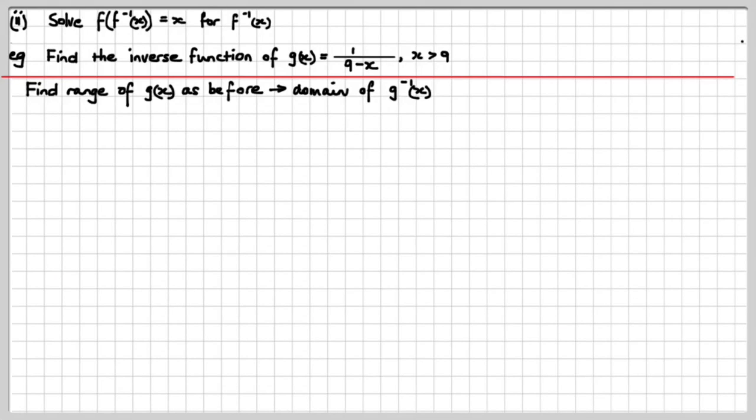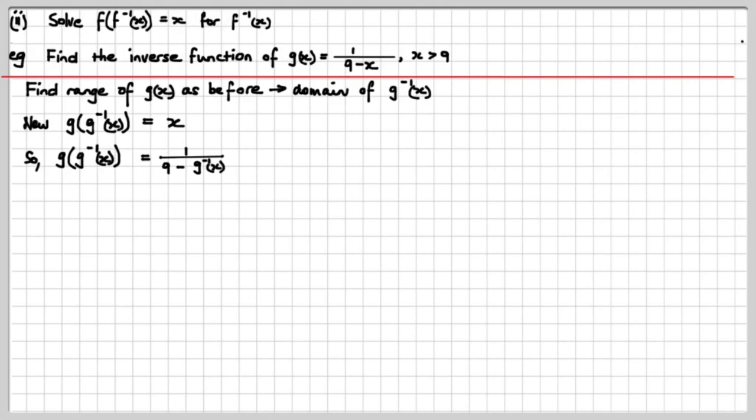Now, here's the same equation solved with the marvellous thingy equation method. We find the range of g of x just as we did before. It's going to be the domain of the inverse, so I won't repeat that process. And have a look at this now. This is our marvellous little equation. I'm going to solve it for g to the minus 1 of x within that equation.